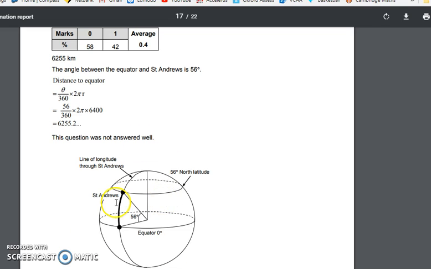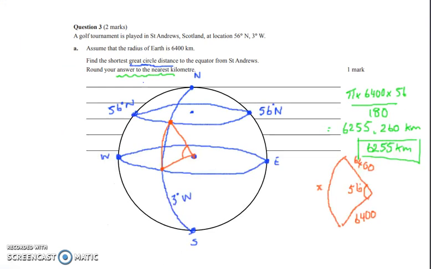Hopefully there's a picture there to show how they've demonstrated, which is pretty much exactly the same as how I've demonstrated in my picture, and hopefully this can help you with some understanding using the great circle distance. Thank you.